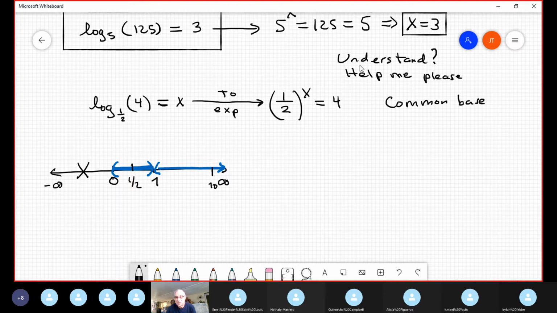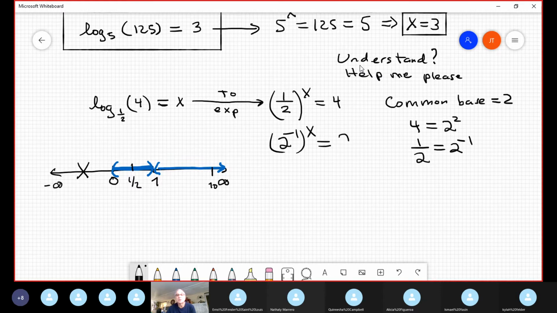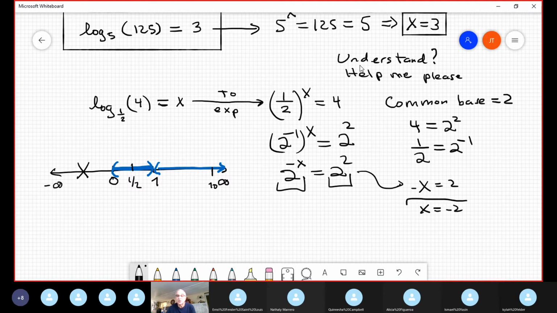I suppose the common base is 2 in this example, because I know that 4 is 2 to the second power, and 1/2 is 2 to the -1, the reciprocal. So (2 to the -1) raised to the x power is equal to 2 to the second power. Now multiplying the exponents, 2 to the -x is equal to 2 to the second power. When you have two exponentials with the same base, the exponents are equal. -x equals 2, therefore x is equal to -2. End of the story. Any questions, guys? Super. Do you understand very well the interpretation of the logarithm function?